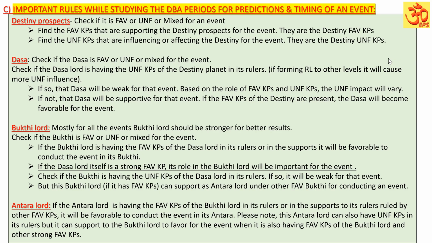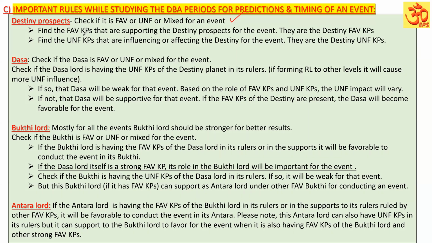We have to keep it in mind while studying the DBA periods. This is a very important thing. Please focus on this. First one is destiny prospects. While we are studying for an event, for any timing of event or for the predictions, first we have to do the destiny prospects. Check if the destiny is favorable or unfavorable or mixed for an event.